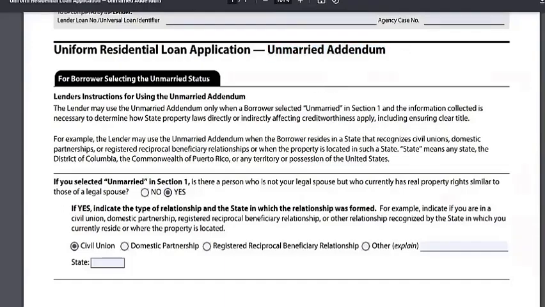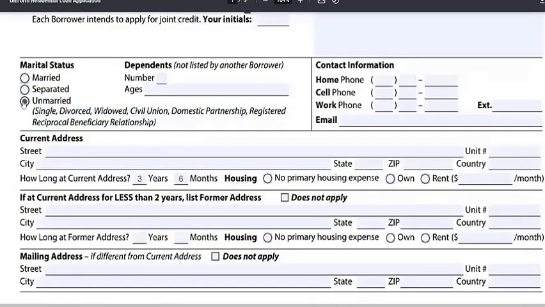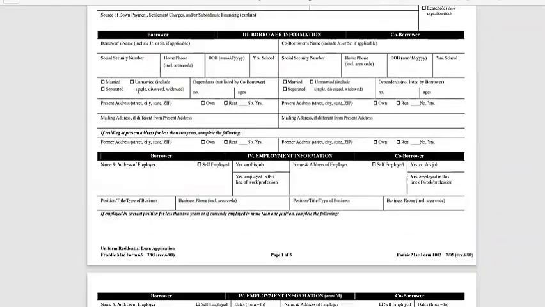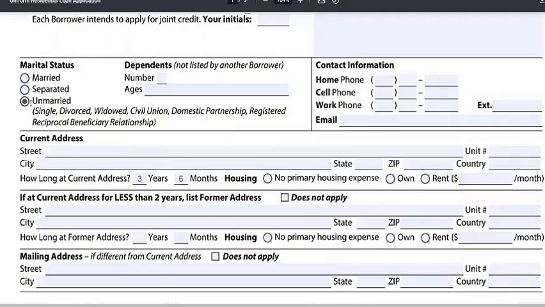unmarried addendum. So now, a new form if anyone is going to select unmarried. In the previous form, they were just giving us the information that, okay, the borrower is unmarried. If the borrower was unmarried, they were just checking this box and then they were good. Now we had to make out whether they are single, divorced, or widowed. But now in the new form, if they are unmarried, they could be any of them: single, divorced, widowed, civil, domestic partners, registered reciprocal beneficiary relationship, right? They could be any of them.